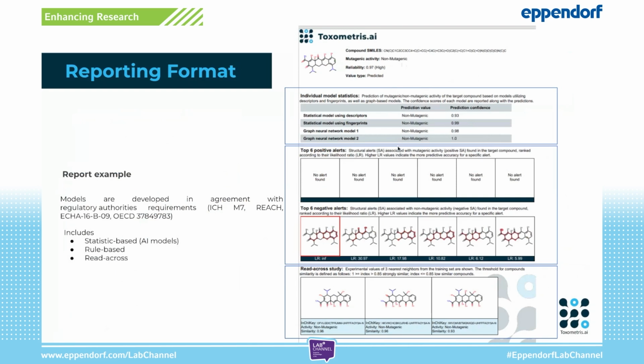In the rule-based block, you will find the results for the estimated top 6 positive or negative structural alerts, which enhance the explainability of the prediction. And finally, you will see the experimental values of 3 nearest neighbors from the training set.